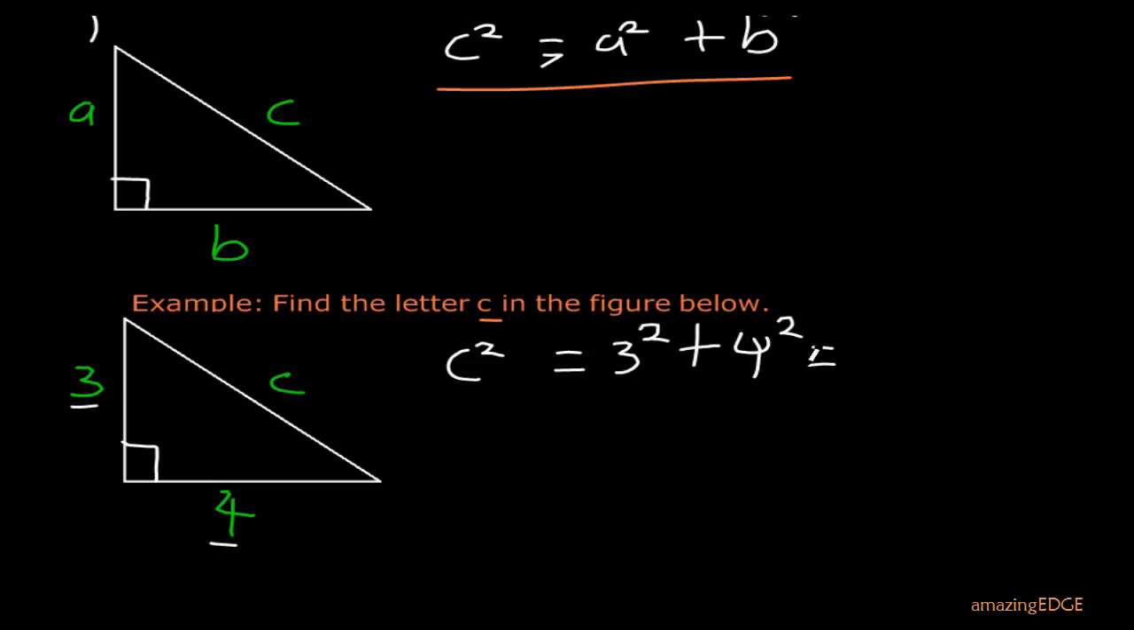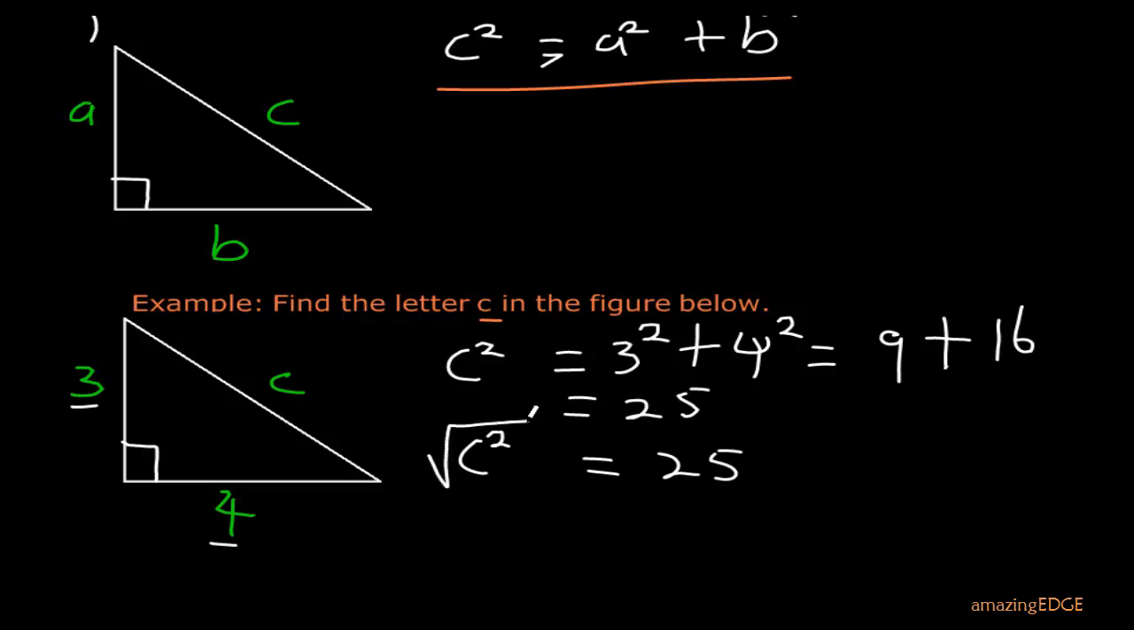And this will be equal to, what is 3 squared? 3 squared is 9, plus 4 squared, which is 16. So when we do that, 9 plus 16 is 25. So what we have gotten is that C squared is equal to 25. And remember, we are looking for C. So to find C, we take the square root of both sides.